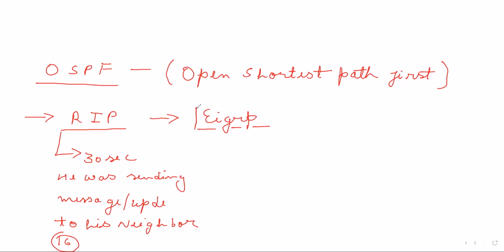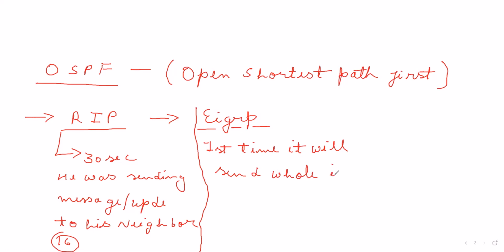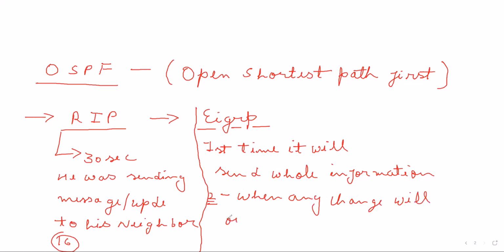In EIGRP, what happened? The first time it will send all the information. And the second time, when any change occurs, then it will send an update.